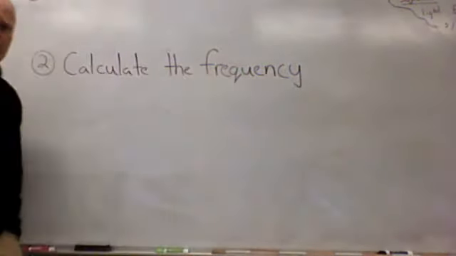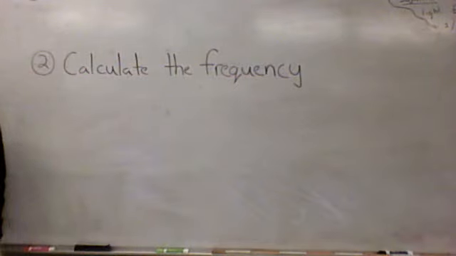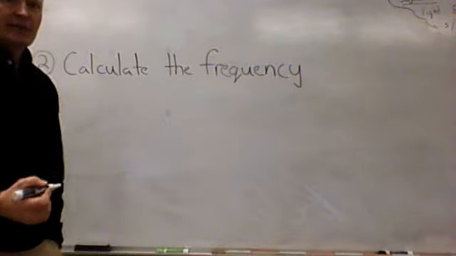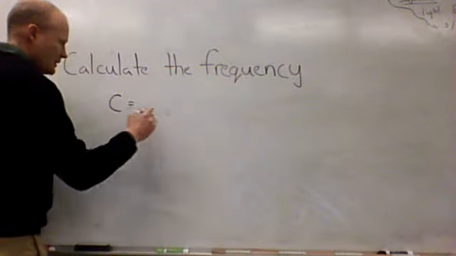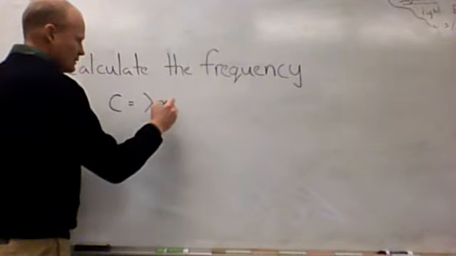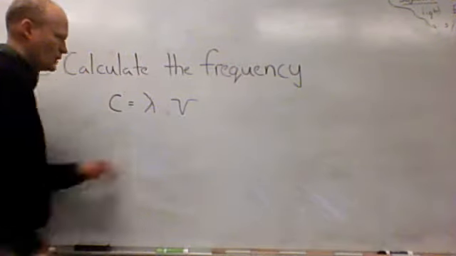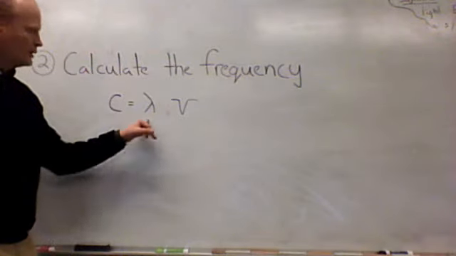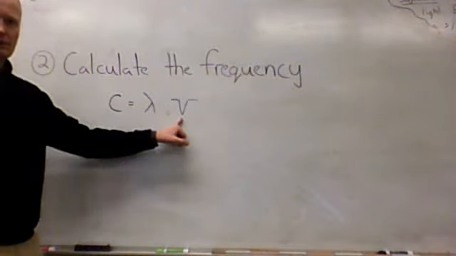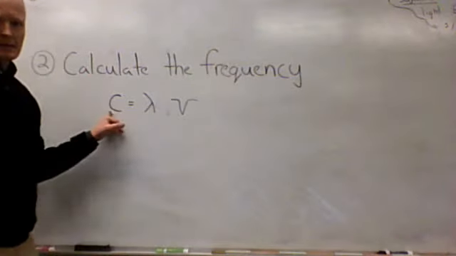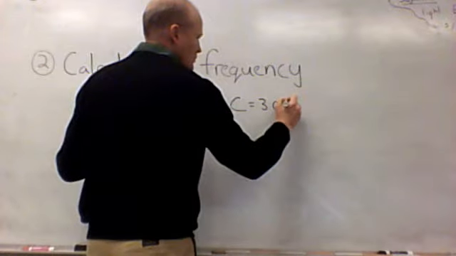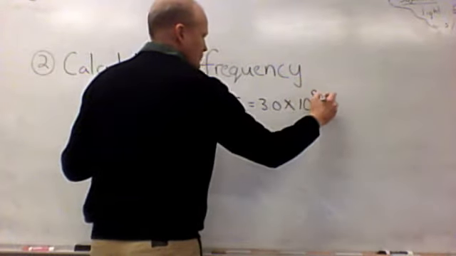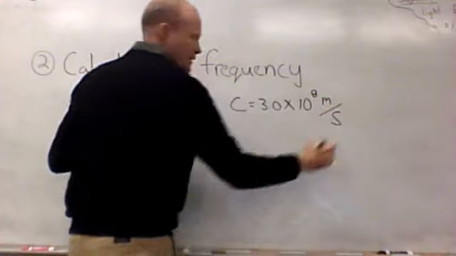So calculate the frequency that corresponds to 410 nanometers. To do that, we're going to use the speed of light equation, which we know is c, the speed of light, is equal to lambda times nu, where lambda is your wavelength and nu is your frequency. Speed of light is a constant that's given to you. Speed of light is equal to 3.0 times 10 to the 8 meters per second.